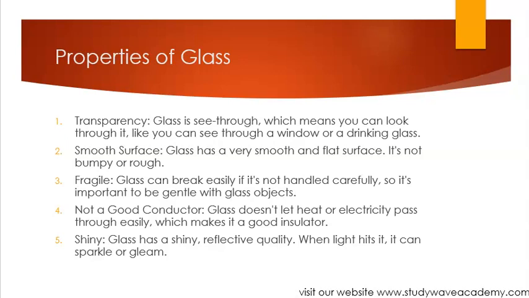Okay? Shiny. Glass has a shiny, reflective quality. When light hits it, it can sparkle or gleam. So these are the properties of glass: transparency, smooth surface, fragile, not a good conductor, shiny. So we now know the properties of glass, right? Good. Okay, so we now know how to identify ceramics and glass, right?